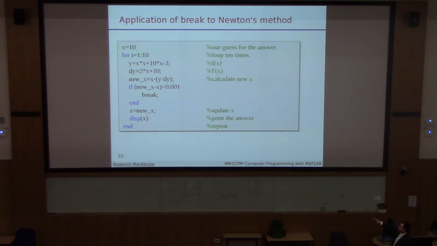So what we can do in Newton's method is, in the Newton's method code, go: if new x, so this is the new value of the root, minus x, so we're finding the difference between the old and the new value, is smaller than 0.01, so when the answer has stopped changing by 0.01, break. So it just terminates the for loop. So we've now saved, you know, 10 times through this loop. This might be trivial in this example, but when you're doing this for a matrix with a million elements, this is not trivial. So terminating programs early saves you loads of CPU time.